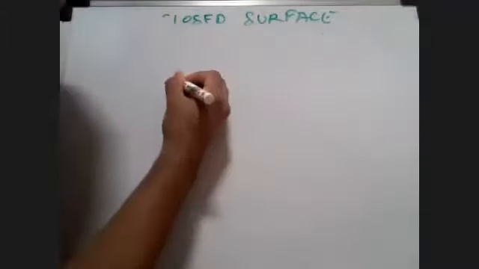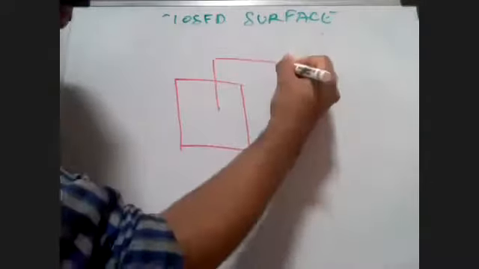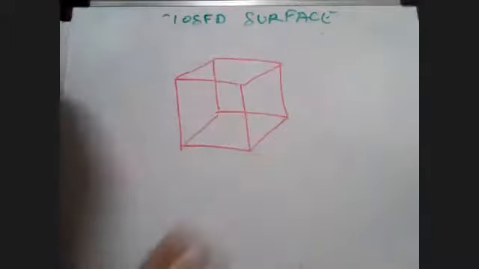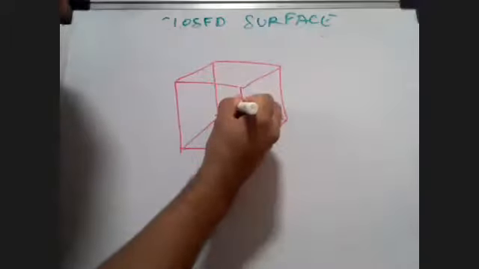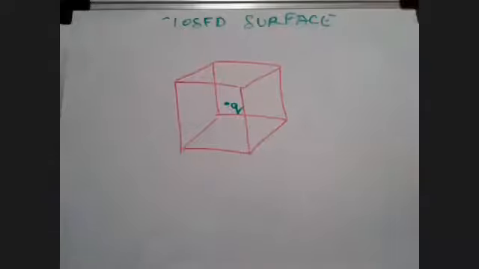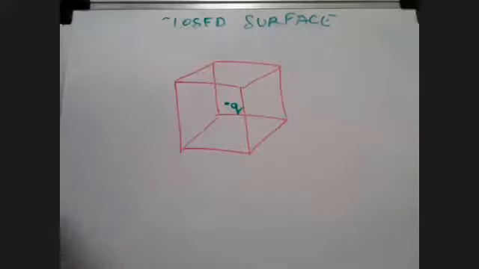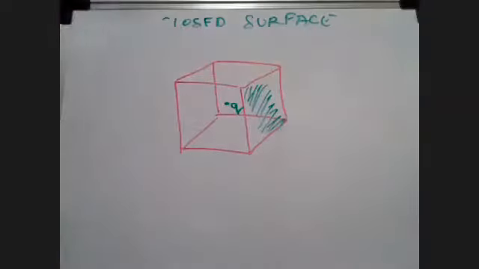Look at this. There is a charge Q right in the middle. Find out the electric flux coming out. The question is, find out the electric flux coming out only from this surface. What will it be? Q upon 6 epsilon naught.